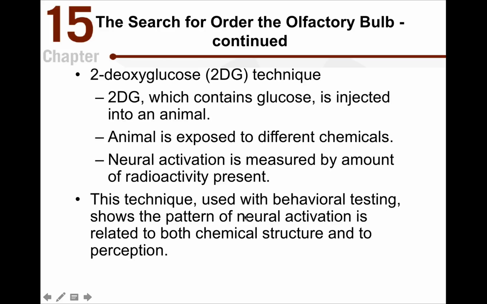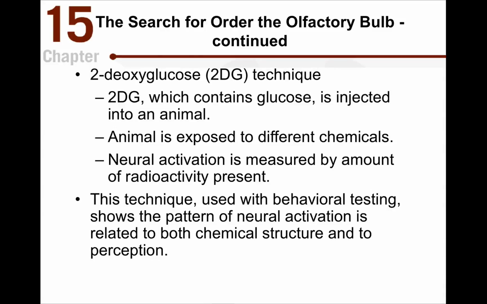The other technique, 2-deoxyglucose, is basically where we inject a critter with glucose that has a little radioactive molecule attached to it. Whenever neurons are activated in the brain, they consume glucose as fuel. So the more activated a neuron is, the more radioactive glucose it's going to have in it, and you can then measure the radioactive glucose in the brain.